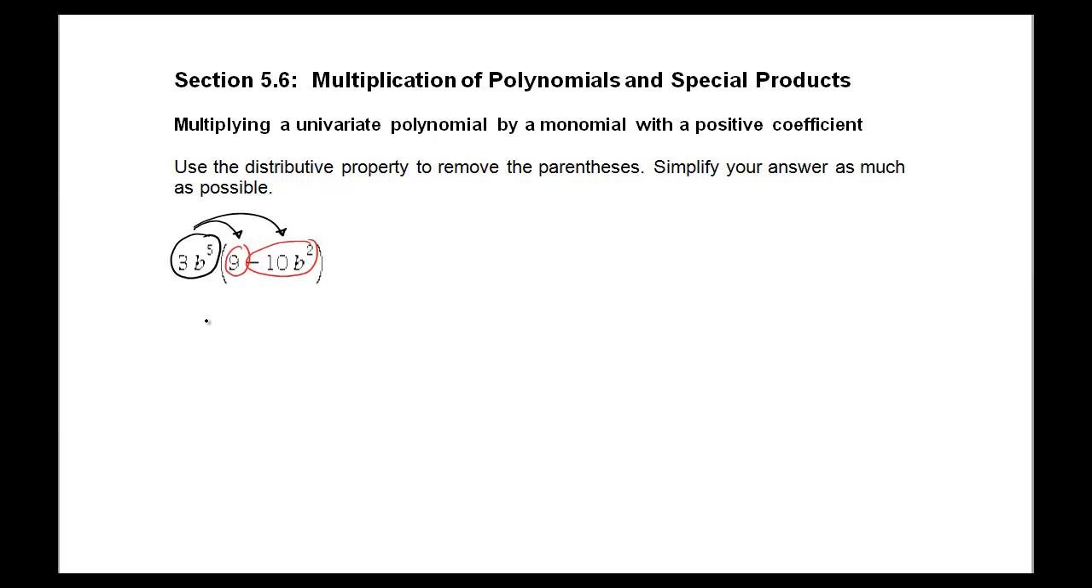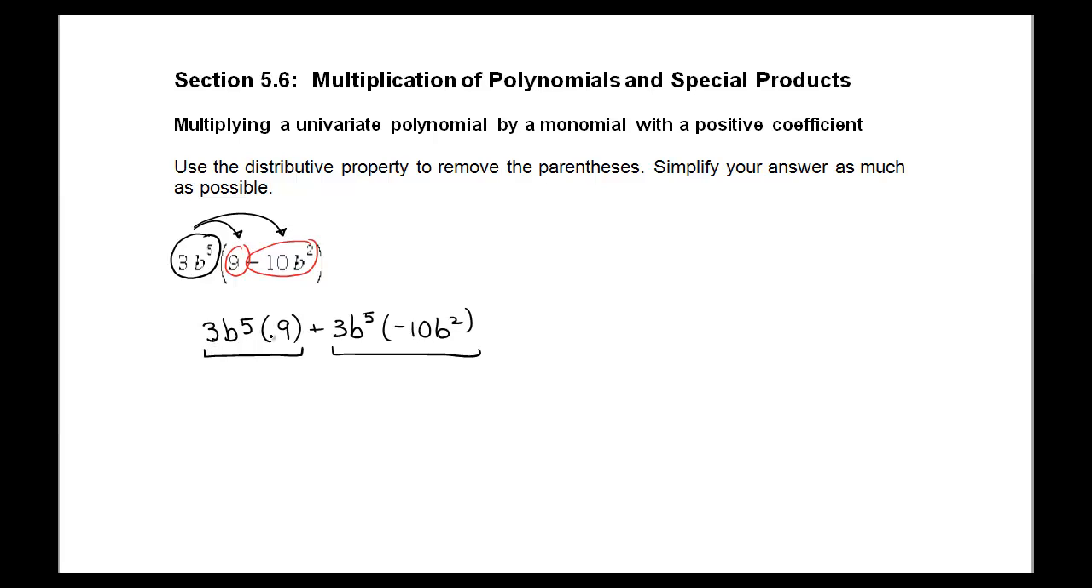We have 3b to the fifth, and we're going to multiply that with a 9, and then we're going to take plus 3b to the fifth, and multiply it by a negative 10b squared. Okay, so now I have two terms, and I'm going to simplify those.